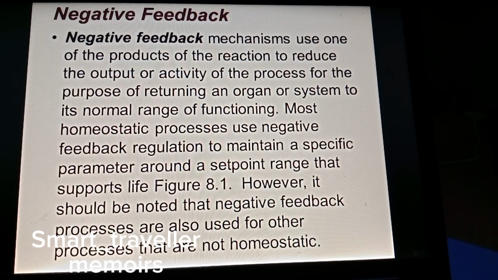Negative feedback mechanisms use one of the products of the reaction to reduce the output or activity of the process for the purpose of returning an organ or system to its normal range of functioning. Most homeostatic processes use negative feedback regulation to maintain a specific parameter around a set point range that supports life. However, it should be noted that negative feedback processes are also used for other processes that are not homeostatic.